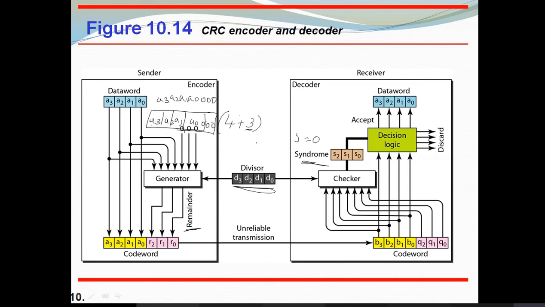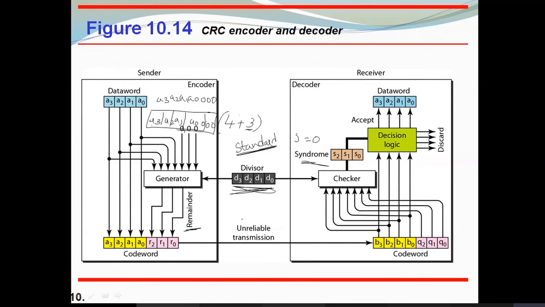Understood now? And here the main role is played by the divisor. So who is going to give this divisor? Because we have the data word, we know how to augment 3 zeros, all those procedures. These are all standard divisors. You cannot take whatever you want, I mean whatever the sender wants, they cannot consider. It should be a standard divisor.